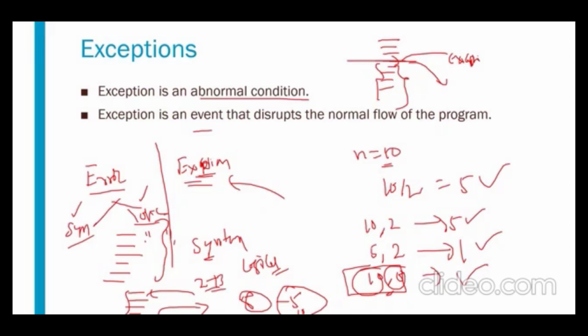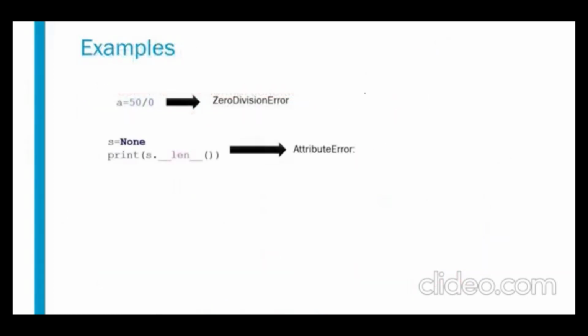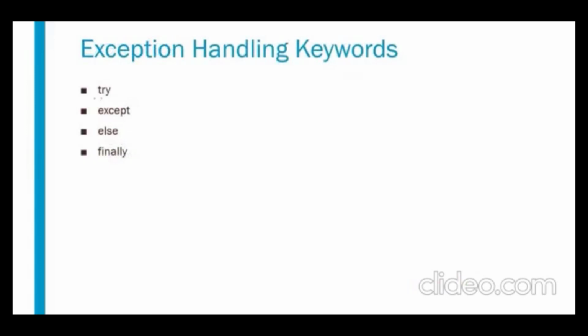Now still, if you want to continue the rest of the statements, I don't want to interrupt the program in the middle, and then I can go and catch that exception. That means I should be able to handle this exception and continue the rest of the code. So this can be achieved in Python by using try and except block. There are multiple statements we can have, like try, except, else, and finally. So by using these keywords, we can handle the exception.